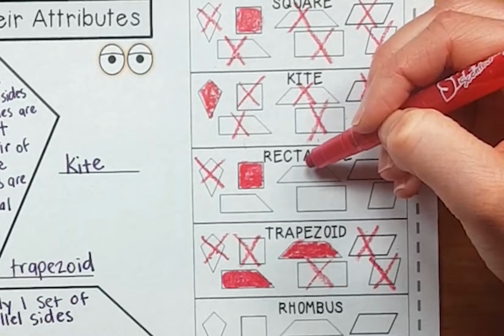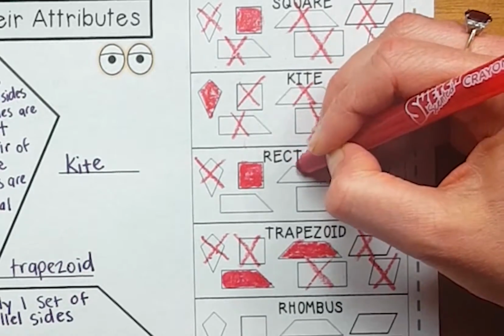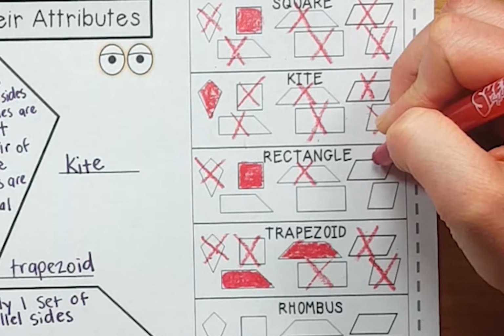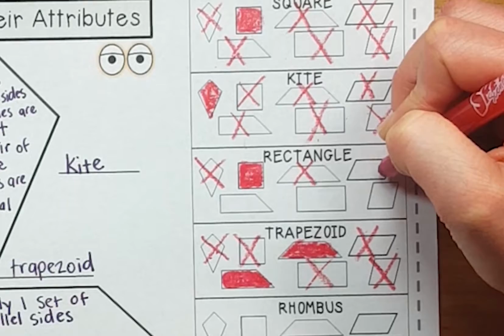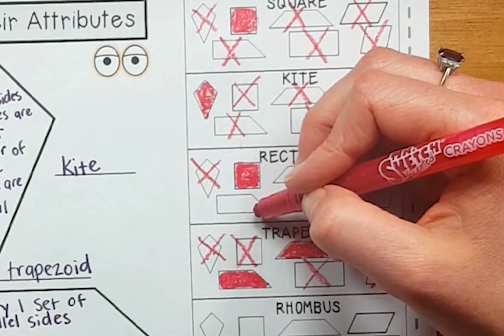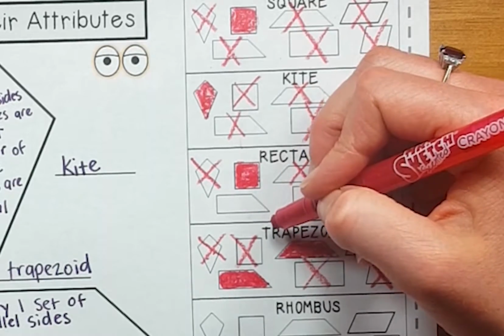Does it have two sets of parallel sides? Nope. Does it have two sets of parallel sides? Yes, it does. Does it have four right angles? Nope. It's not a rectangle. Does it have two sets of parallel sides? Nope.